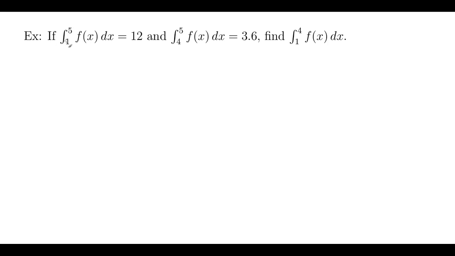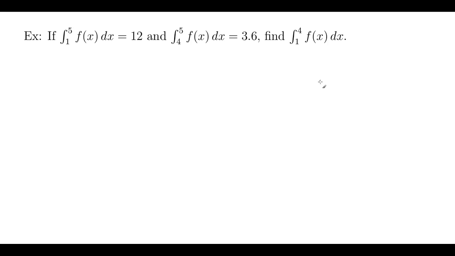We are told that the integral from 1 to 5 of f of x dx equals 12, and the integral from 4 to 5 of f of x dx equals 3.6, and asked to find the integral from 1 to 4 of f of x dx. Notice that we're never told what the function f is. There's just some function, which is apparently integrable because it has values over these intervals here, and we're asked to find the value of another integral.